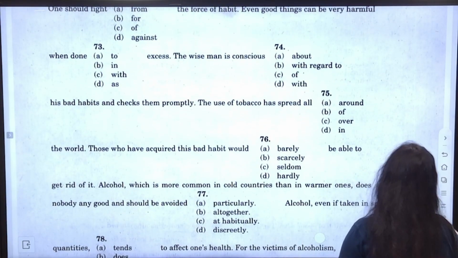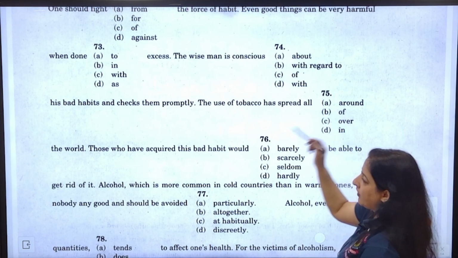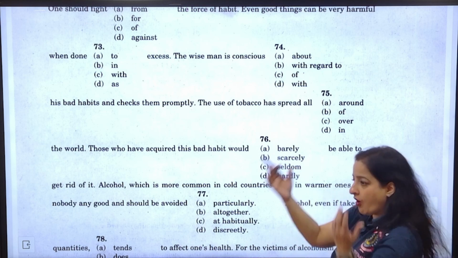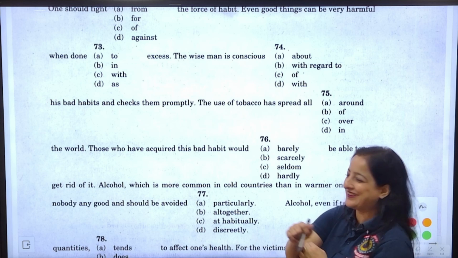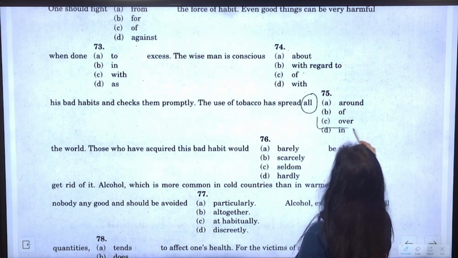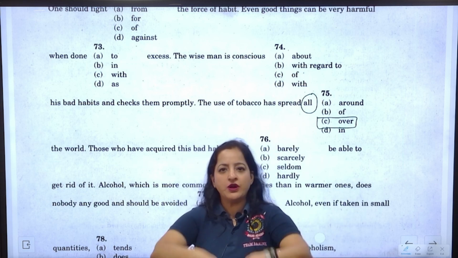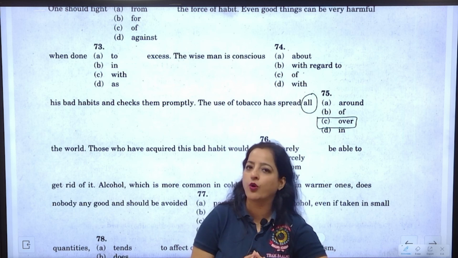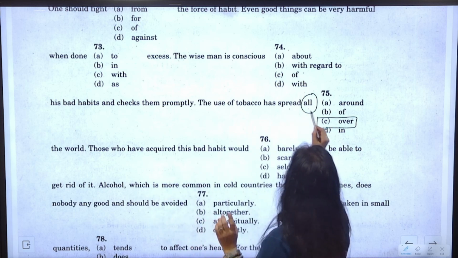The use of tobacco has spread all around the world, all of the world, all over the world, all in the world. Now, which one is okay? Yes. All over. This is how we say, no? All over. The water has spilled all over. When you want to talk about a thing spanning a large area, then you go for over, all over. So that's how. Spread all over.